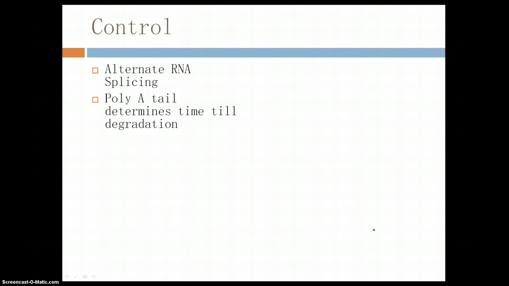Also, you have to think about this. Messenger RNA doesn't last forever. It's not meant to. So it breaks down pretty quick, and that stops the process of translation. Well, how quickly is determined by the poly A tail. The longer the poly A tail tends to be, the longer the mRNA lasts before it's degraded by nucleases, which are enzymes that destroy nucleotides.